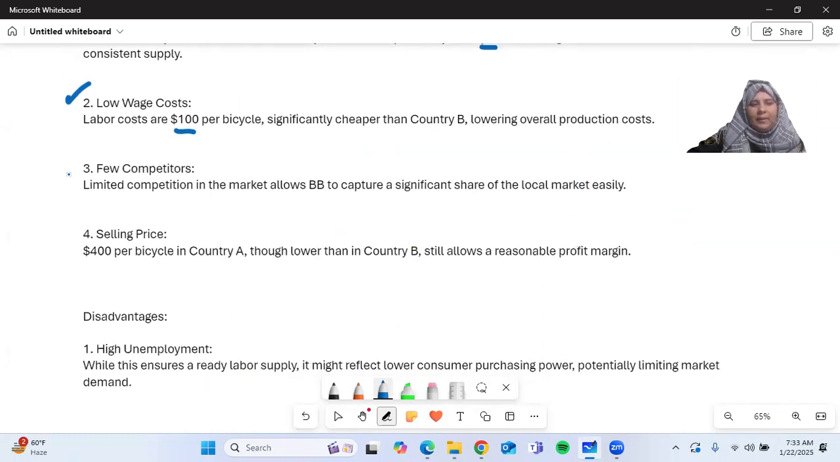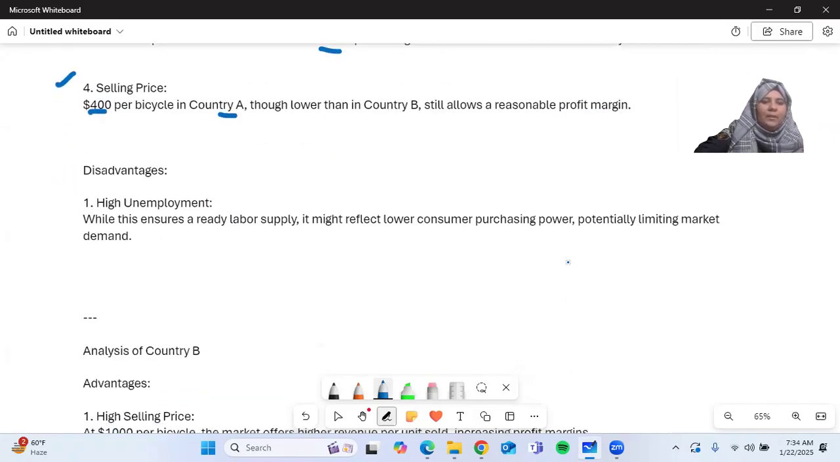And there are few competitors. The limited competition in the market allows BB to capture a significant share of the local market easily. And the fourth one, the selling price of $400 per bicycle in country A, though lower than in country B, still allows a reasonable profit margin. And what are the disadvantages?